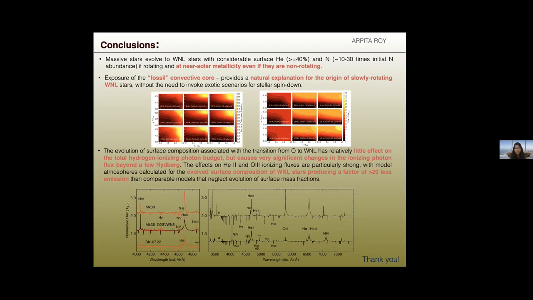which not only makes rotating stars show WNL-like features, but also the non-rotating or slow rotators can show WNL-like features at near solar metallicity. The physical mechanism which gives rise to these WNL-like features for slow rotators, we call the exposure of fossil convective cores, and that provides a natural explanation for the origin of slowly rotating WNL stars, and we don't need to invoke the exotic scenarios of stellar spin downs. And I'll probably stop at that. Thanks.